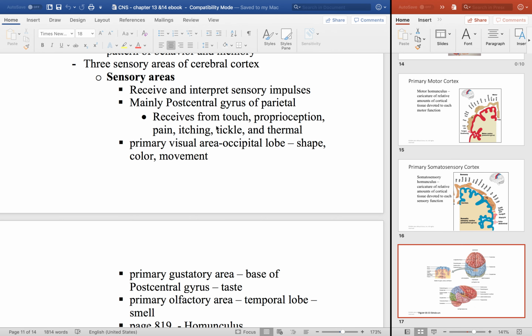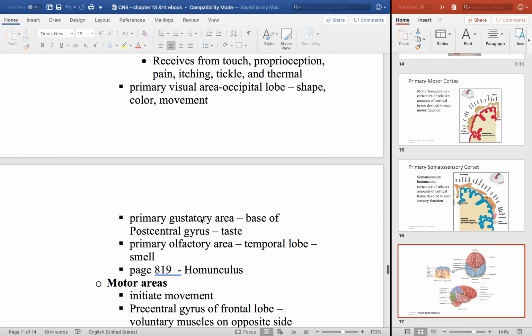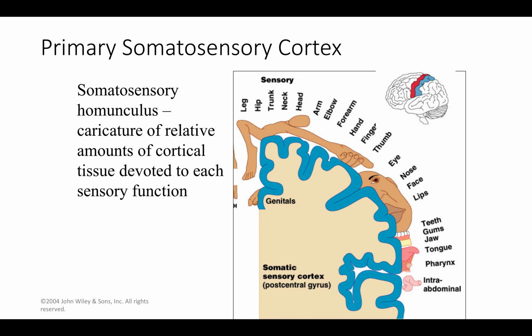My primary visual sensory area is not there. It's in the occipital lobe. And remember, the occipital lobe is in the back of the brain, right here. So this is my primary visual area, the occipital lobe. Whenever you think about sound, it's the temporal area too. I don't think it says that in here, but sound is temporal. Primary gustatory area, well, that's fancy, isn't it? That means taste, okay? And it's at the base of the postcentral gyrus.